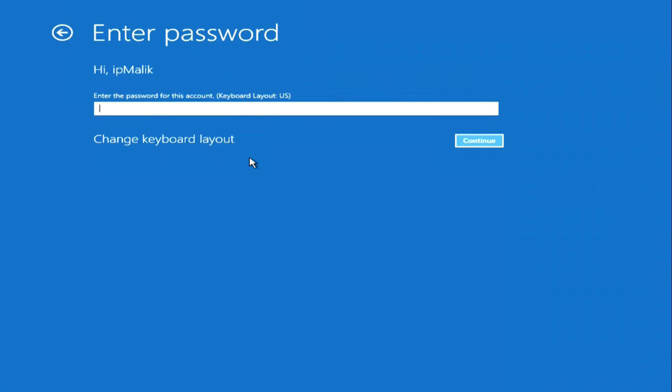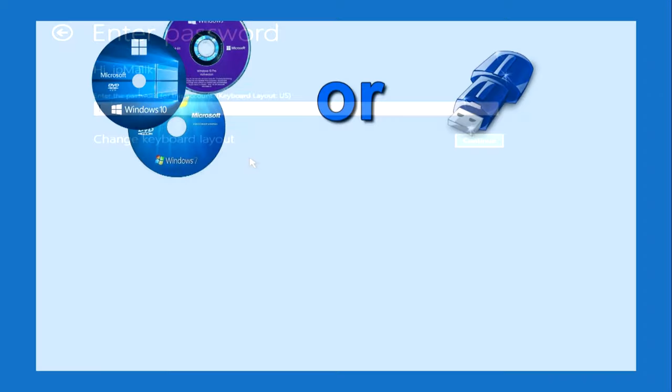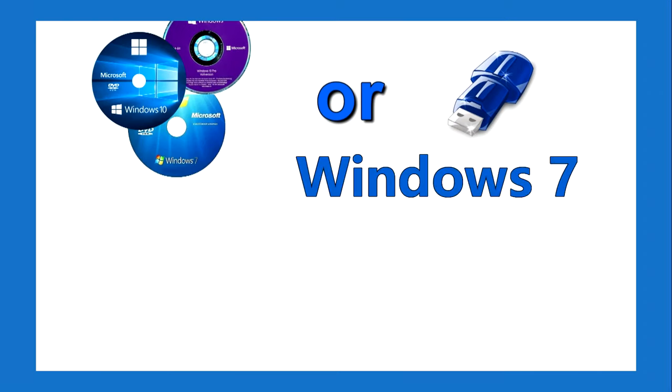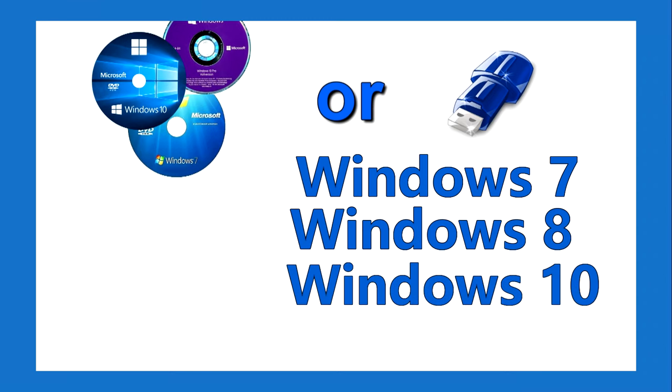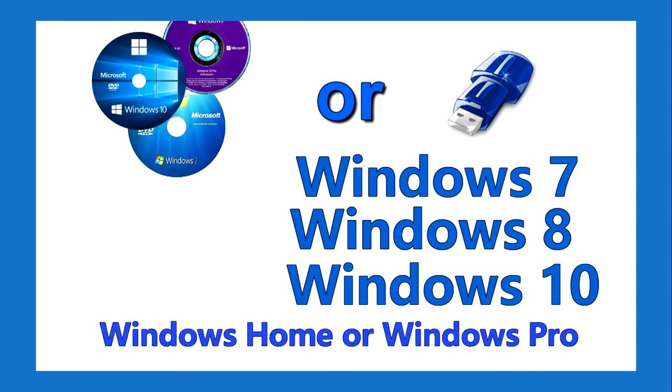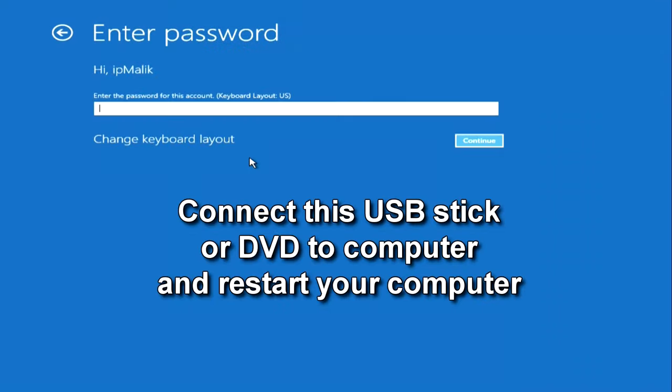If your system asks for a password to open command prompt, then you need to take an installation USB flash drive or DVD disk Windows 7, Windows 8 or Windows 10 from any other computer. No matter what version, Windows Home or Pro, any version of Windows will work. Connect this USB flash drive or DVD disk to your computer and restart your computer.